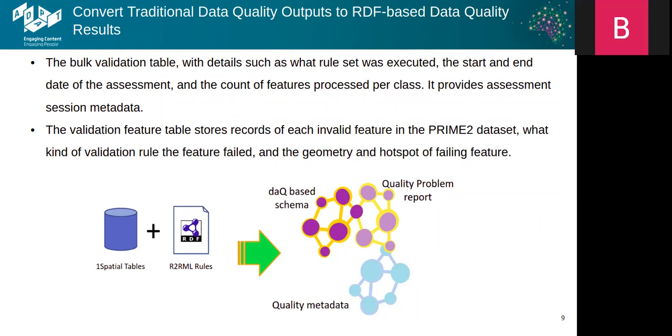And this is the other approach that we apply, uplifting the traditional data quality outputs to RDF-based data quality results to have a unified knowledge graph of data quality results. So starting from the traditional data, we would have the results for linked data also, and we would have end-to-end quality results for this pipeline.